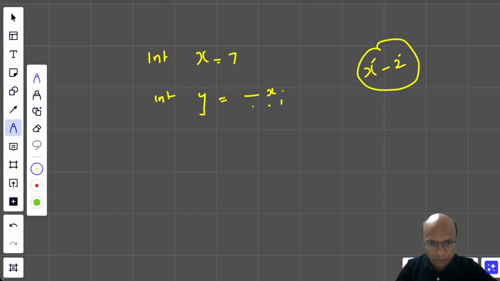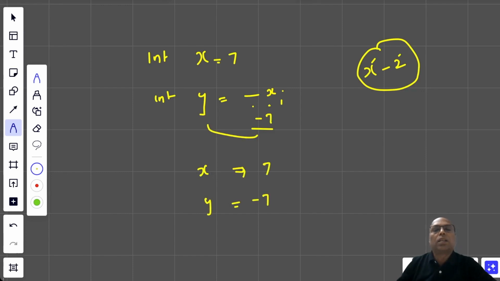What does it do? We know very well that whenever I solve an expression, the result will be stored in a register. What does this operator do? It negates the operand and puts the value in the register. That's it. Now this register value will be copied into y. Therefore, if I print x, it remains 7. My y is going to become -7.